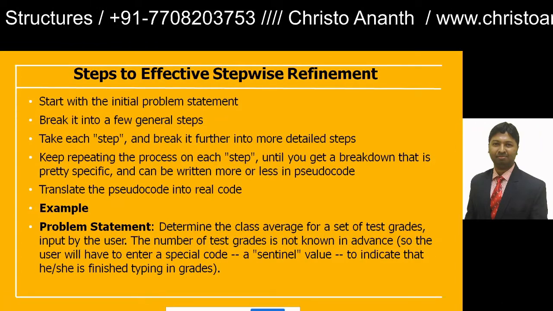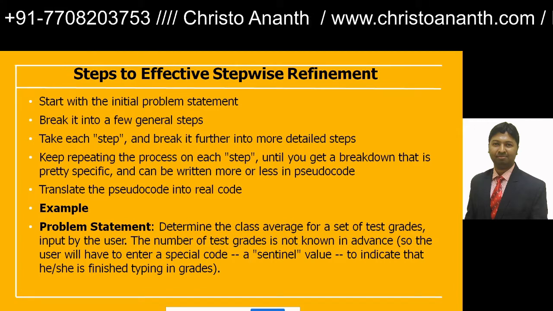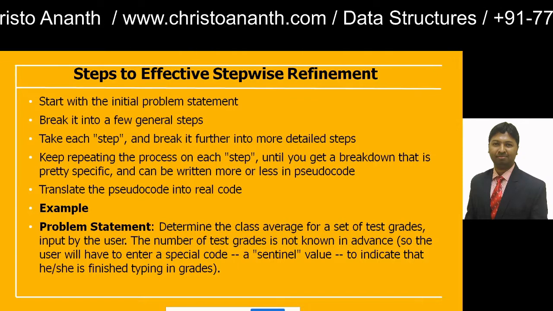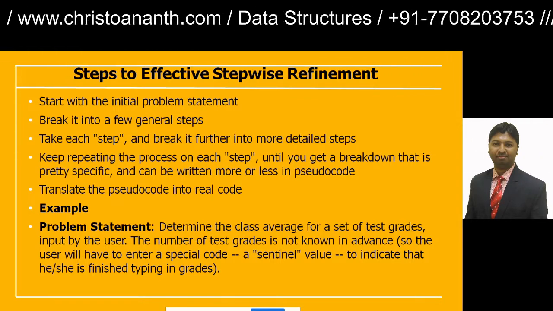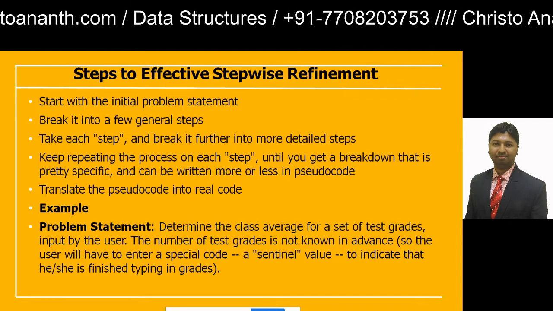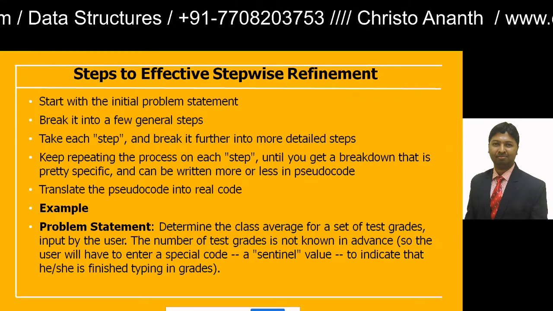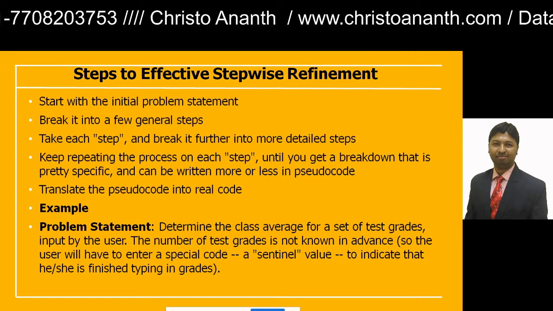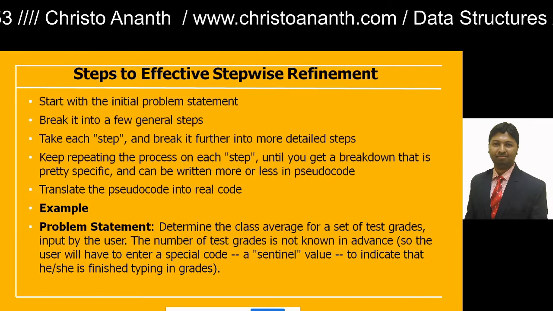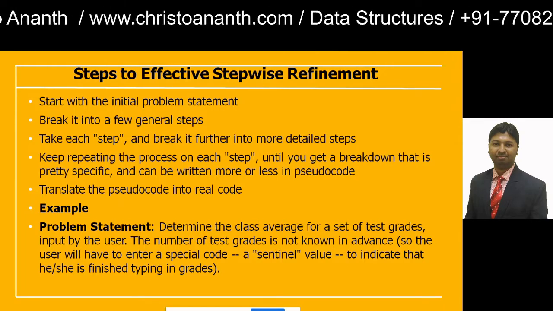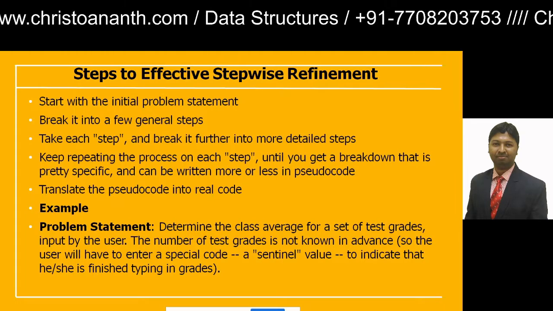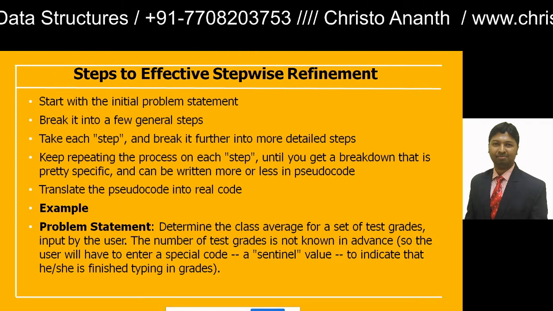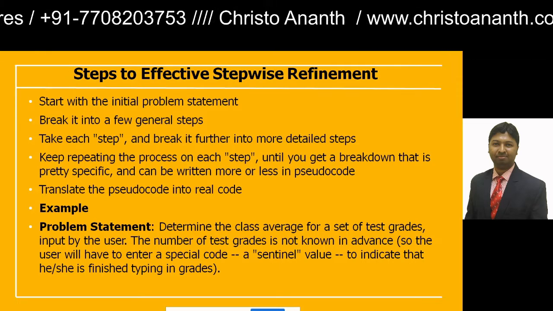You start with the initial problem statement, break it down into a few general steps, take each step and break it into more detailed steps until it cannot be subdivided. Keep repeating the process on each step until you get a breakdown that is specific and can be written more or less in pseudocode. You translate the pseudocode into real code. Consider an example: you have to determine the class average for a set of test grades input by the user.